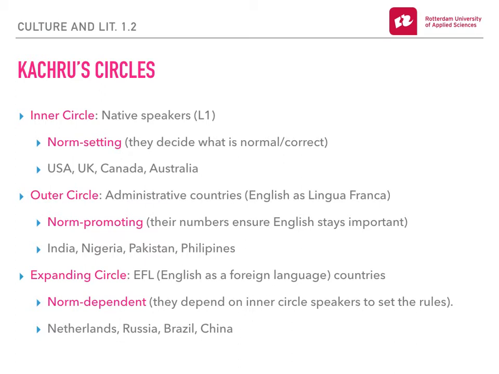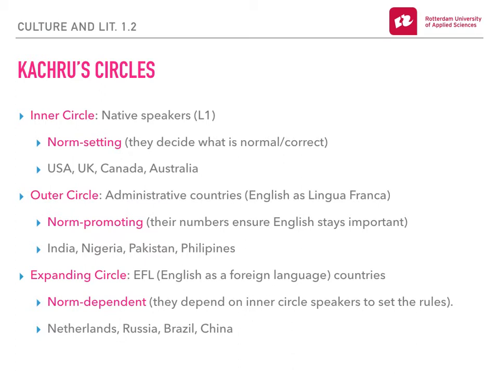And finally, we have the expanding circle. These are countries that have what we call EFL, or English as a foreign language, and these countries are norm dependent. So they're learning English as a foreign language. This is different from English as a second language. ESL is only taught in countries where English is an official language or the L1 language. Like if you're learning English in the UK or the USA, that's called ESL. If you're learning English in Holland, that's called EFL.